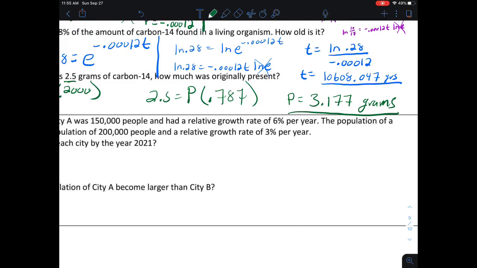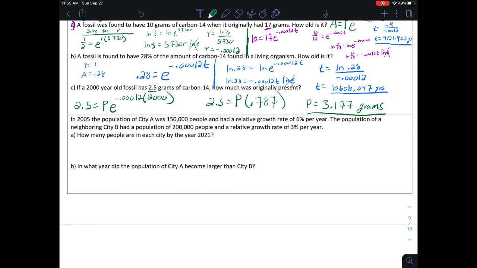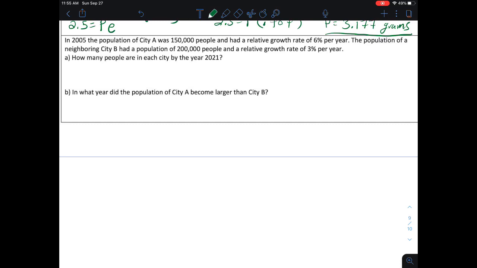and we get approximately 3.177 grams. Okay, last one, let's look at a population problem. So in the year 2005, the population of City A was 150,000 people. Relative growth rate, 6% per year. City B, a neighboring city, had a population of 200,000 people, relative growth rate of 3% per year.